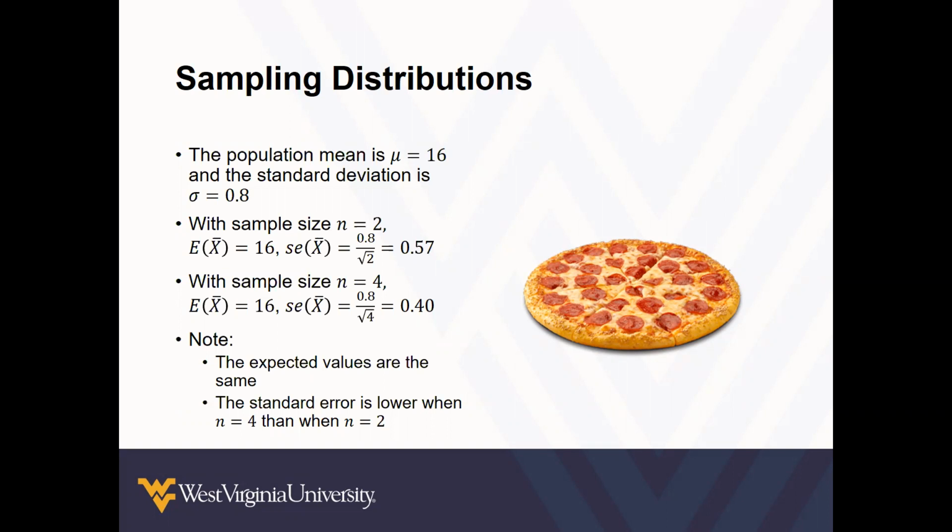However, the sample size will impact the standard error. The standard error will be smaller with a larger sample size. In this case, it is 0.57 with a sample size of 2, but 0.4 when the sample size is 4. Remember, when talking about the sample, the standard deviation is called the standard error to help differentiate the statistic from the parameter.